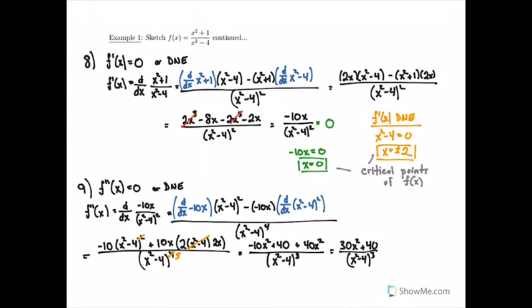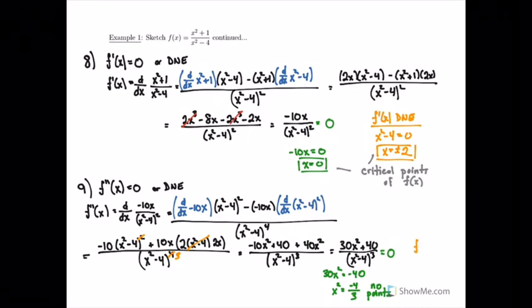So if I want to find the critical points, I'm going to set this equal to 0. That's going to give me 30x squared equals negative 40. That's going to be x squared equals negative 4/3. And this just means that we have no points here, as we can't take the square root of a negative number.